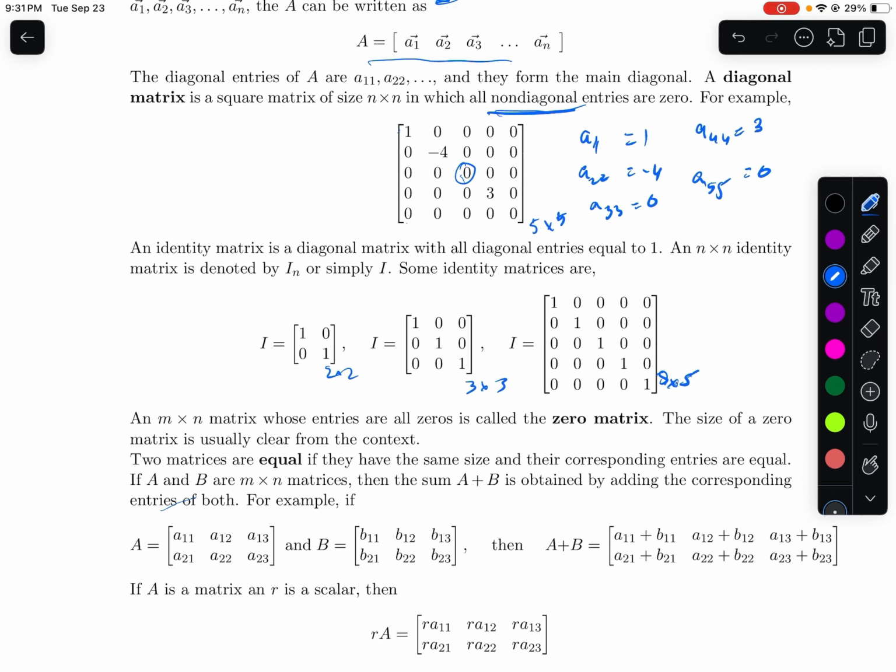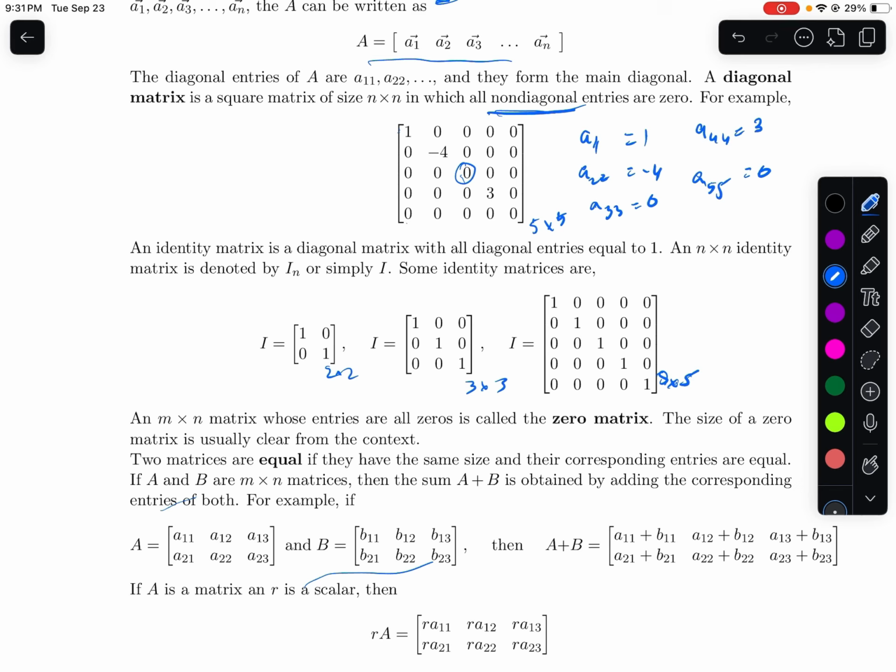Now, two matrices are equal. So remember we learned when two vectors are equal. Similarly, we can talk about equality of matrices. So we say that two matrices are equal if they have the same size. That is the first thing. If they have the same size and their corresponding entries are equal.